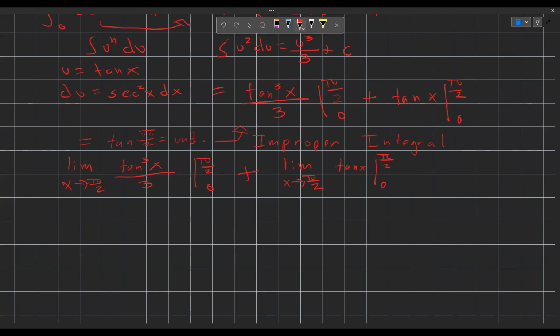For this one, when the value approaches pi over 2, it is actually equal to infinity, which means the value of this one will become infinity over 3, which is still equal to infinity, or a really, really big number. And when we substitute the value of 0 to tangent x, it is still equal to 0. So here, we'll just subtract 0 from infinity. Next is plus. The similar case happens to this one. This is also infinity minus 0, which means that the integral is equal to infinity, which means that the integral diverges.